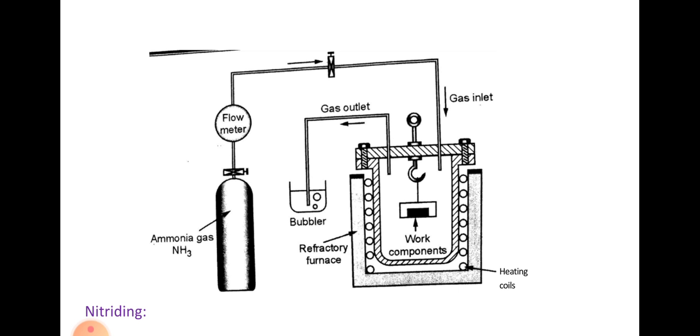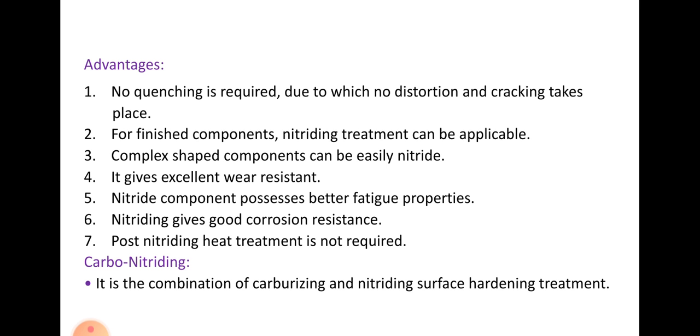So this is the diagram which shows the nitriding process, where we use the ammonia environment and the component is heated up to 500 degrees Celsius. The advantage of nitriding is that no quenching is required. That is an important advantage.